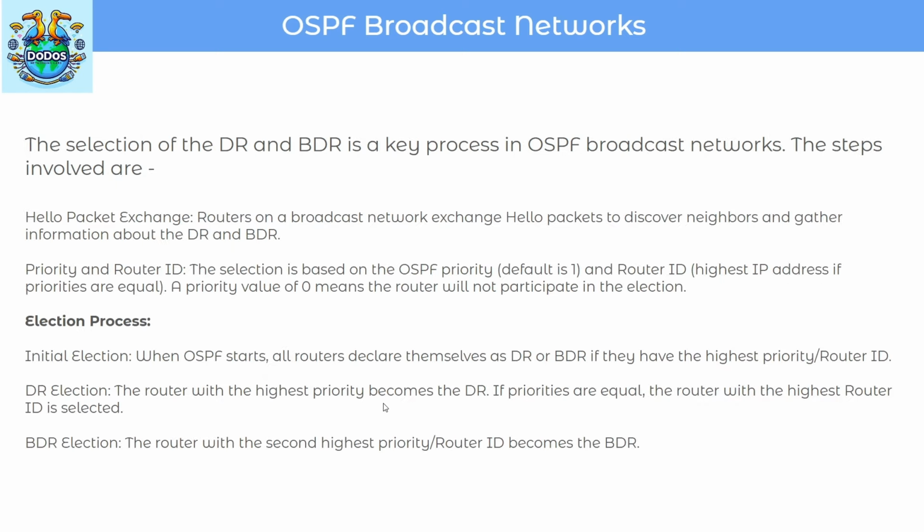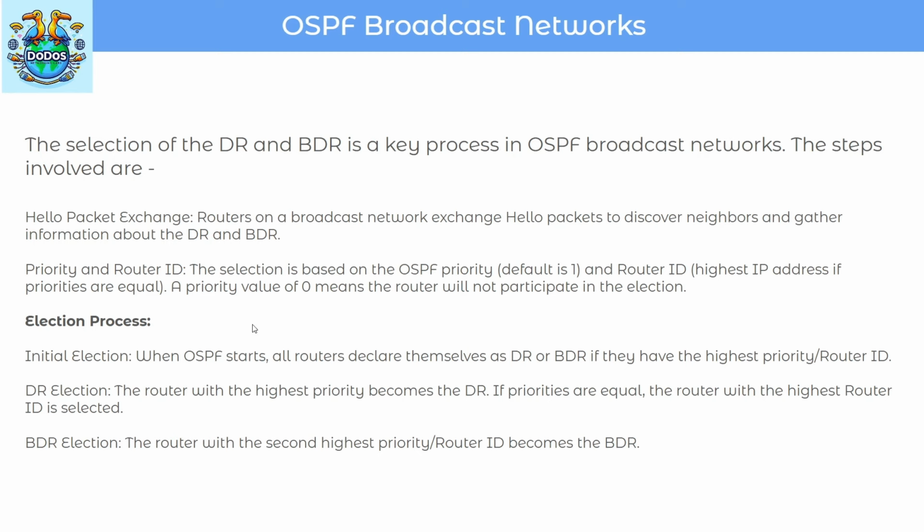The selection of DR and BDR is a key process in OSPF broadcast networks. The steps involved are hello packet exchange, where routers on a broadcast network exchange hello packets to discover networks and gather information about the DR and BDR. There's priority and router ID, where the selection is based off of the OSPF priority. The default is 1, and the router ID is the highest IP address if priorities are equal. A priority value of 0 means the router will not participate in the election.